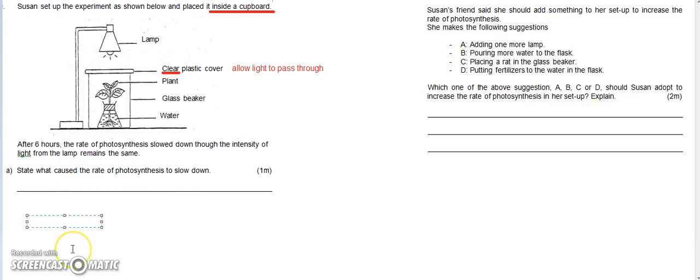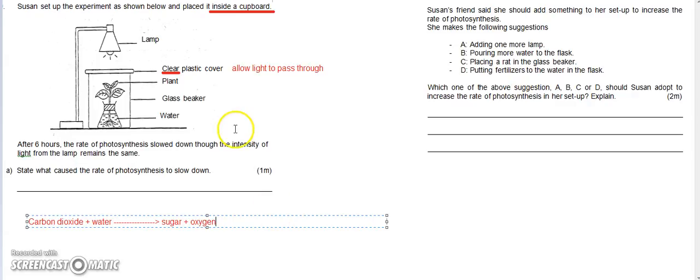Now what is photosynthesis? Photosynthesis is when plants take in carbon dioxide through their leaves, water through their roots, and then change all that into sugar, or glucose, which is food for the plant, and oxygen, which escapes through the stomata in the leaves.